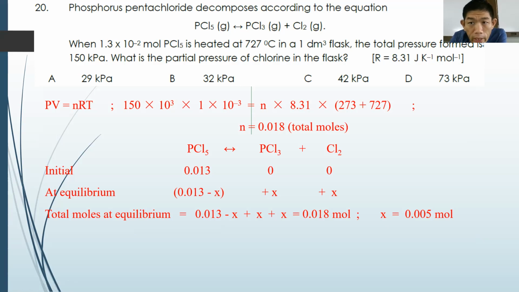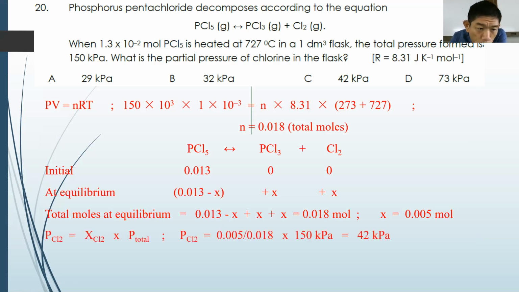Now we want to calculate the partial pressure of the chlorine gas. The partial pressure of chlorine gas here is 0.05 mole. So PCl2 is equal to the mole fraction of Cl2 times P total. So 0.05 divided by 0.018 times 150 kilopascal, you get 42 kilopascal. So the best answer here is C. That is how you calculate question number 20.